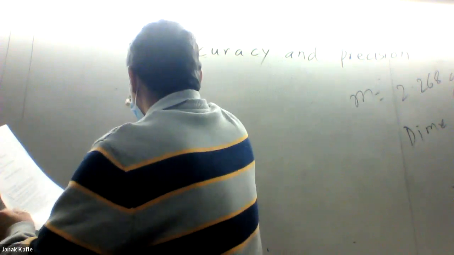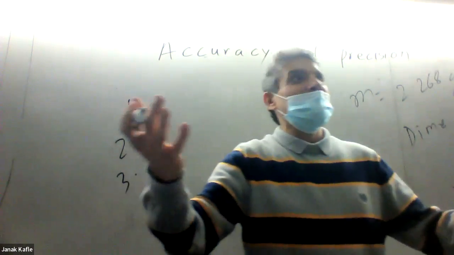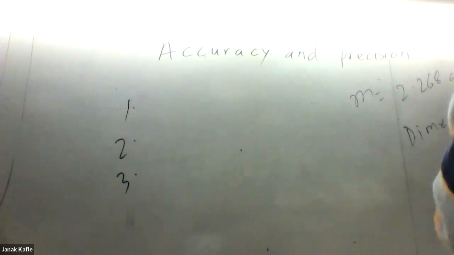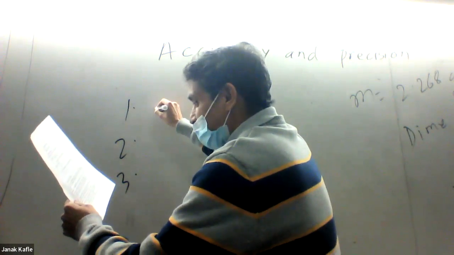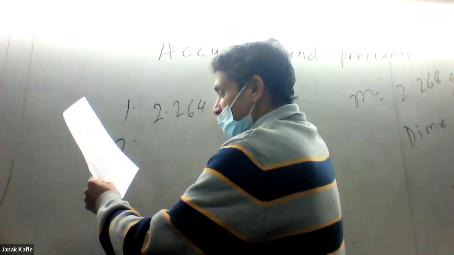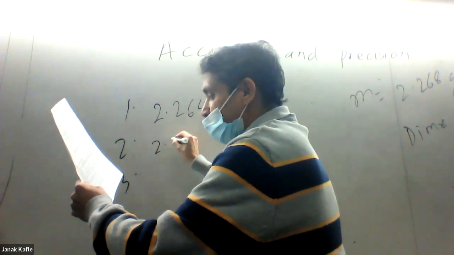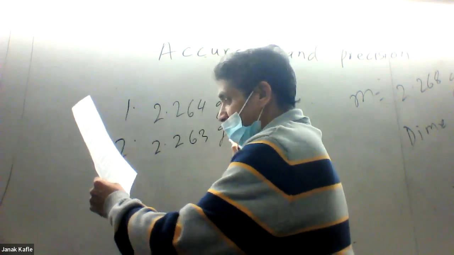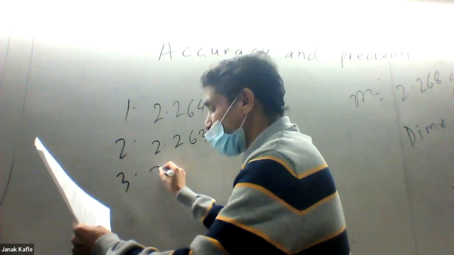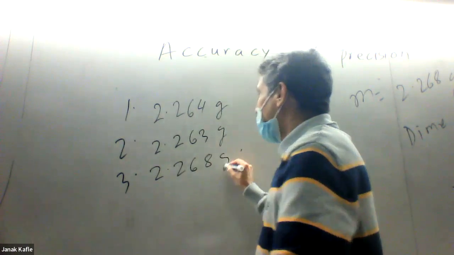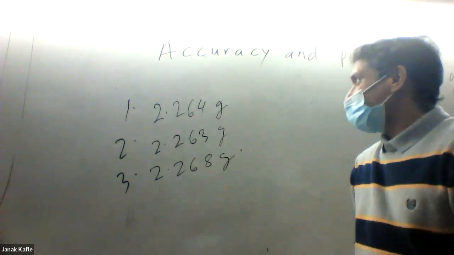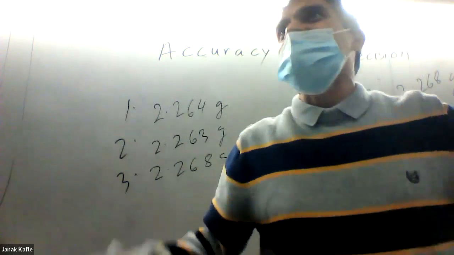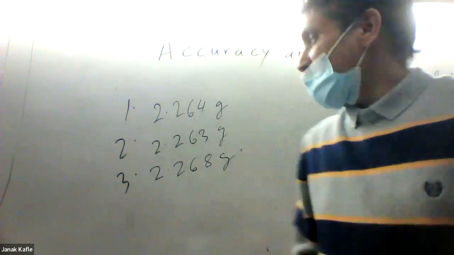Now we bring this dime into our laboratory and measure 3 times. Most of the time we do the experiment 3 times. When we do it 3 times, we trust the data. One time I measured the mass of the dime and found 2.264 grams. Another time I got 2.263 grams. And another time I got 2.268 grams. Look here, my numbers are very, very good: 2.264, 2.263, 2.268. My skills are really good. I know how to measure the mass of the dime, right? So I'm very precise.